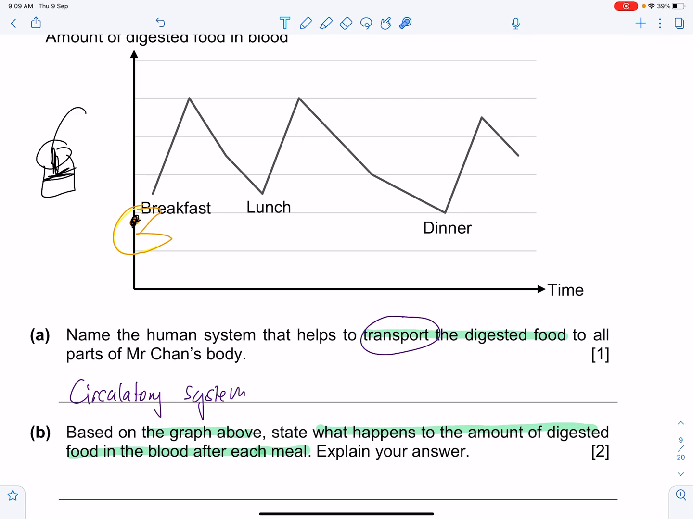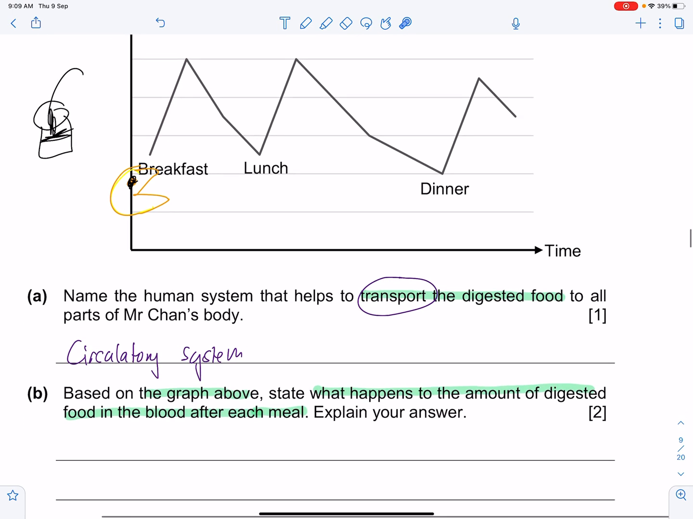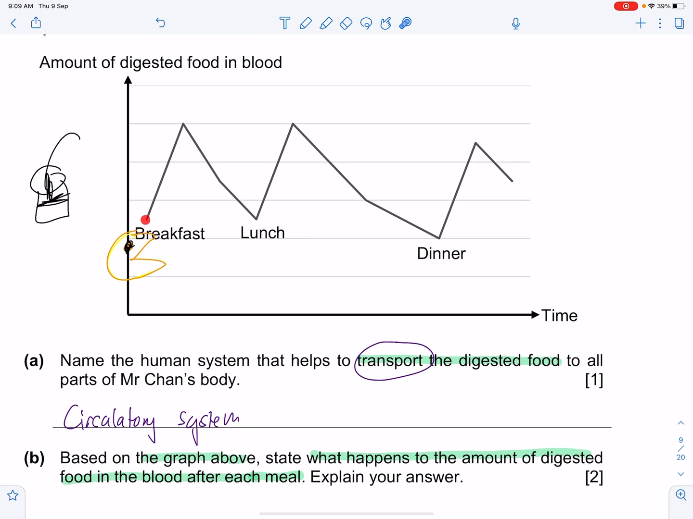So what happens? You have to talk about it. Immediately after each meal, the general trend is to increase. So you have to tell me the amount of digested food in the blood will increase, and then after that it will start to decrease. Why? Because it's being transported to all other parts. So what am I looking for?